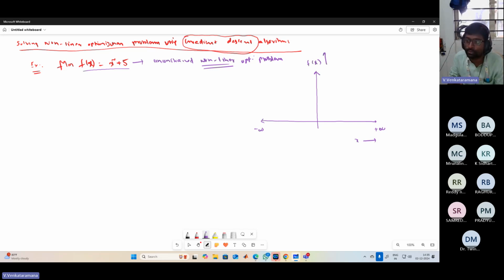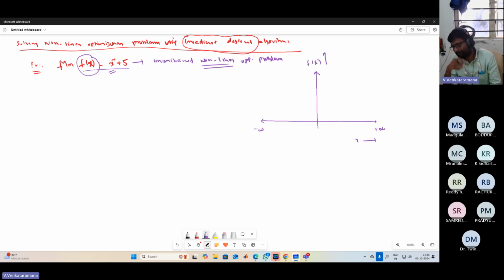And what I am trying to do is minimize my function f of x. So minimizing the function f of x is nothing but identifying the value of x from minus infinity to plus infinity where my function f of x will be minimum. Hope you understand. That point we have to identify. Minimize f of x is nothing but identifying the x value at which my function f of x will be minimum.